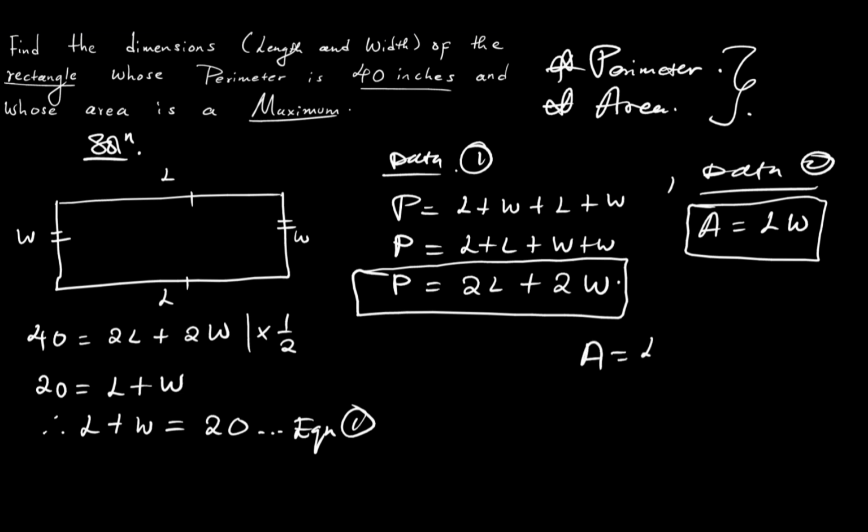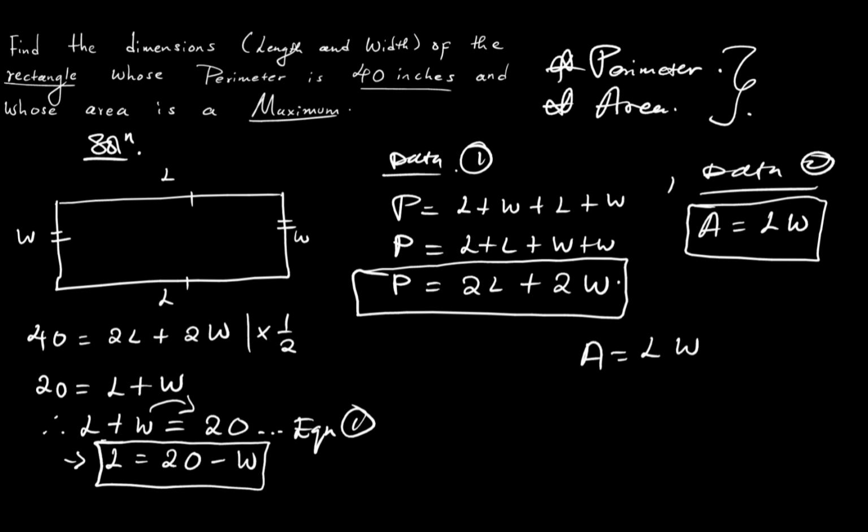Area is equal to L times what? W. Now, in what we have from equation 1, we can make either one of the two the subject of the formula. If I make L the subject, I will have L being equal to 20 minus W. W goes to the other side, and I will have this equation.